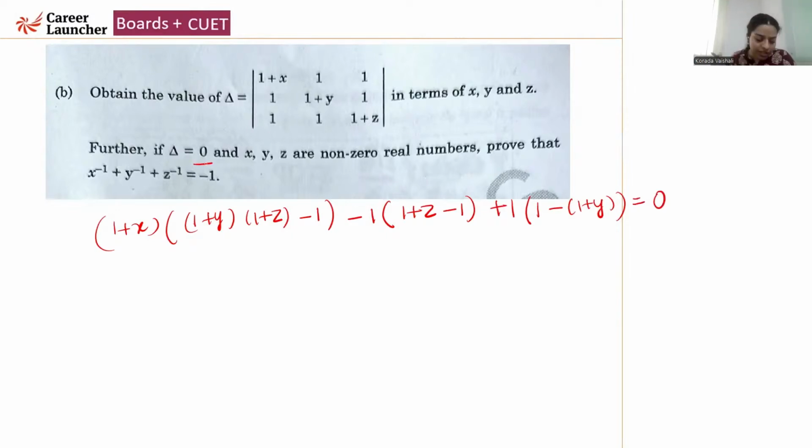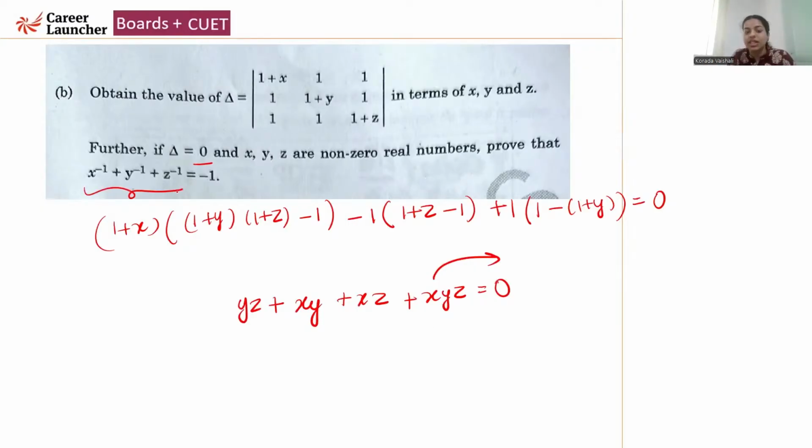Now if you are going to simplify this equation now, you should be getting yz. So I'm just writing the simplified version: xy plus xz plus xyz is equal to 0. इसको आप इधर ले जाइए xyz को, and then you will eventually see कि यही जो equation है ये prove हो रहा है, right? So let's do that.